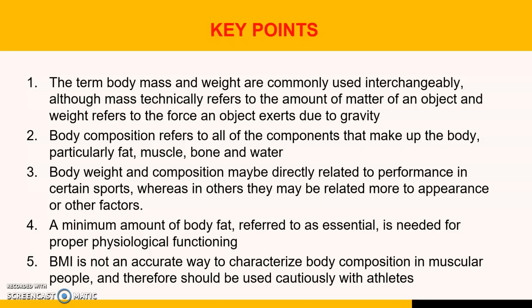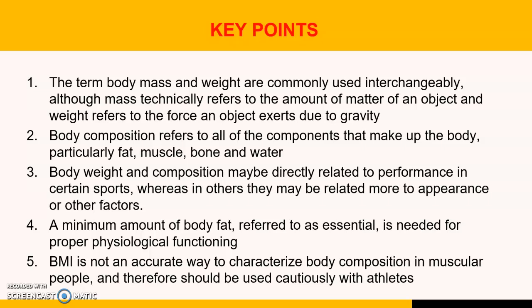And yang kedua, body composition, kita tahu bahawa kalau kita bahagikan kepada dua kompartmen, kita ada fat mass and fat free mass. And this will make up the body, especially our fat, our muscle, our bone and our body. Yang ketiga yang you kena tahu daripada first subtopik ni adalah body weight and kita punya body composition may directly related to performance in certain sports whereas in others they may be related to more appearance or other factors especially with a bodybuilder.